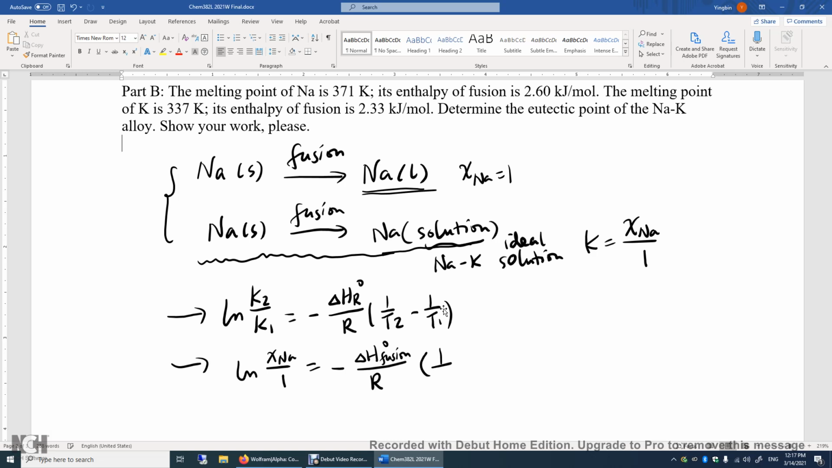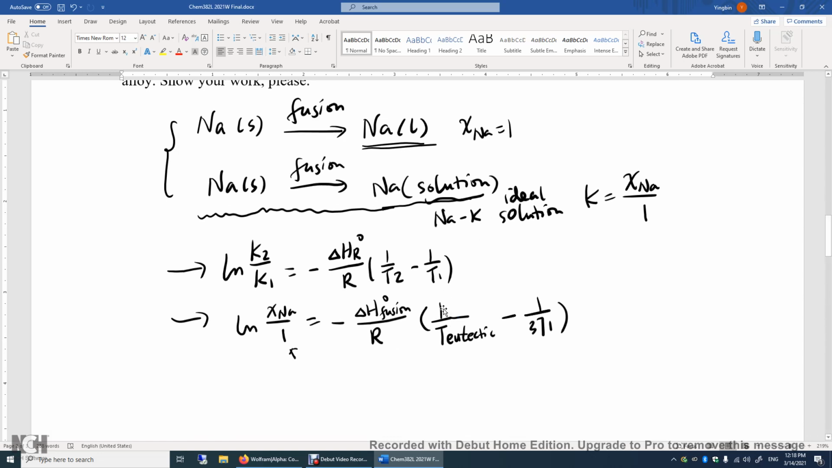T2 now is the eutectic point we're going to have to determine. And then T1 corresponds to the melting point of pure sodium. So it's 371 Kelvin. All right, I'm not putting units here. I'm going to just use SI units for all calculations.